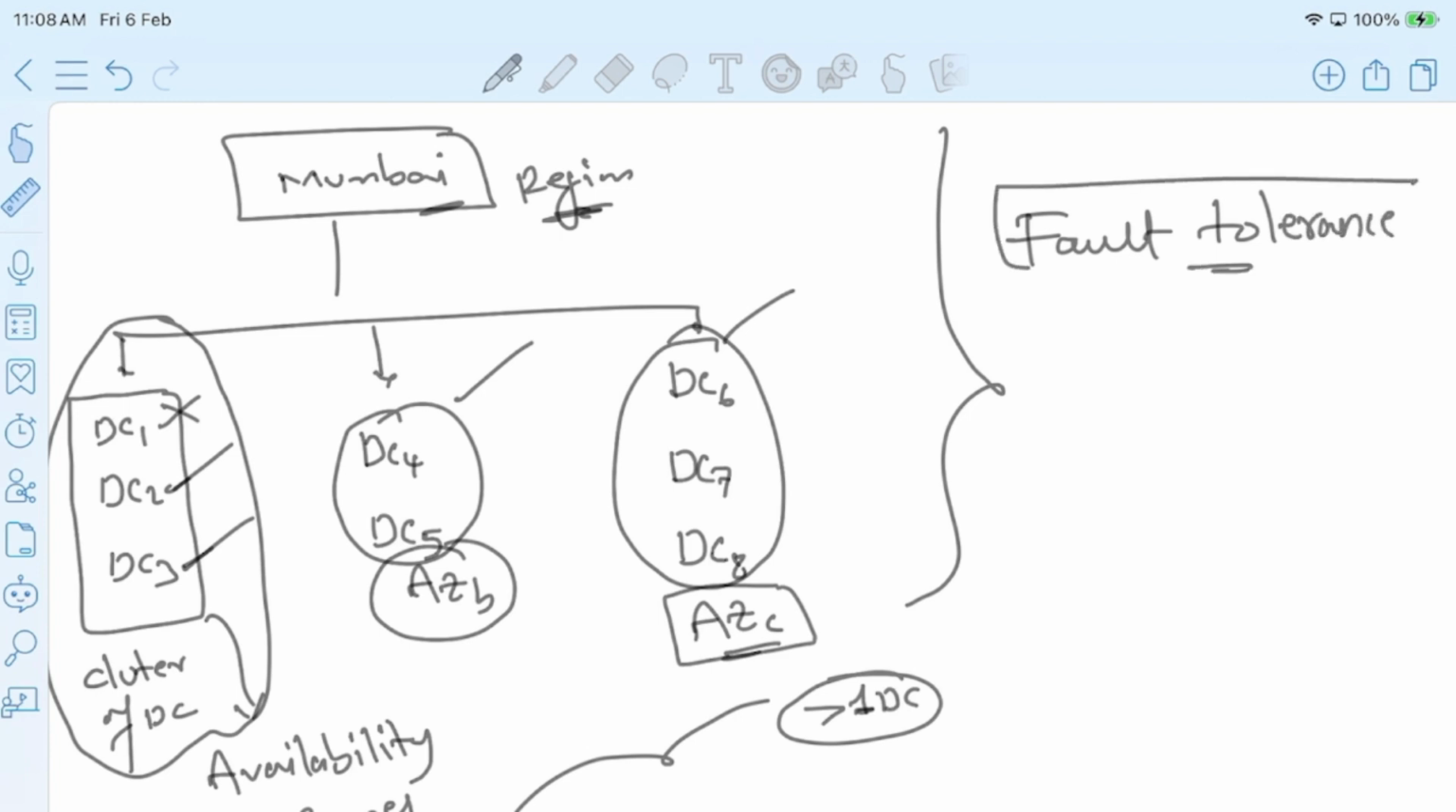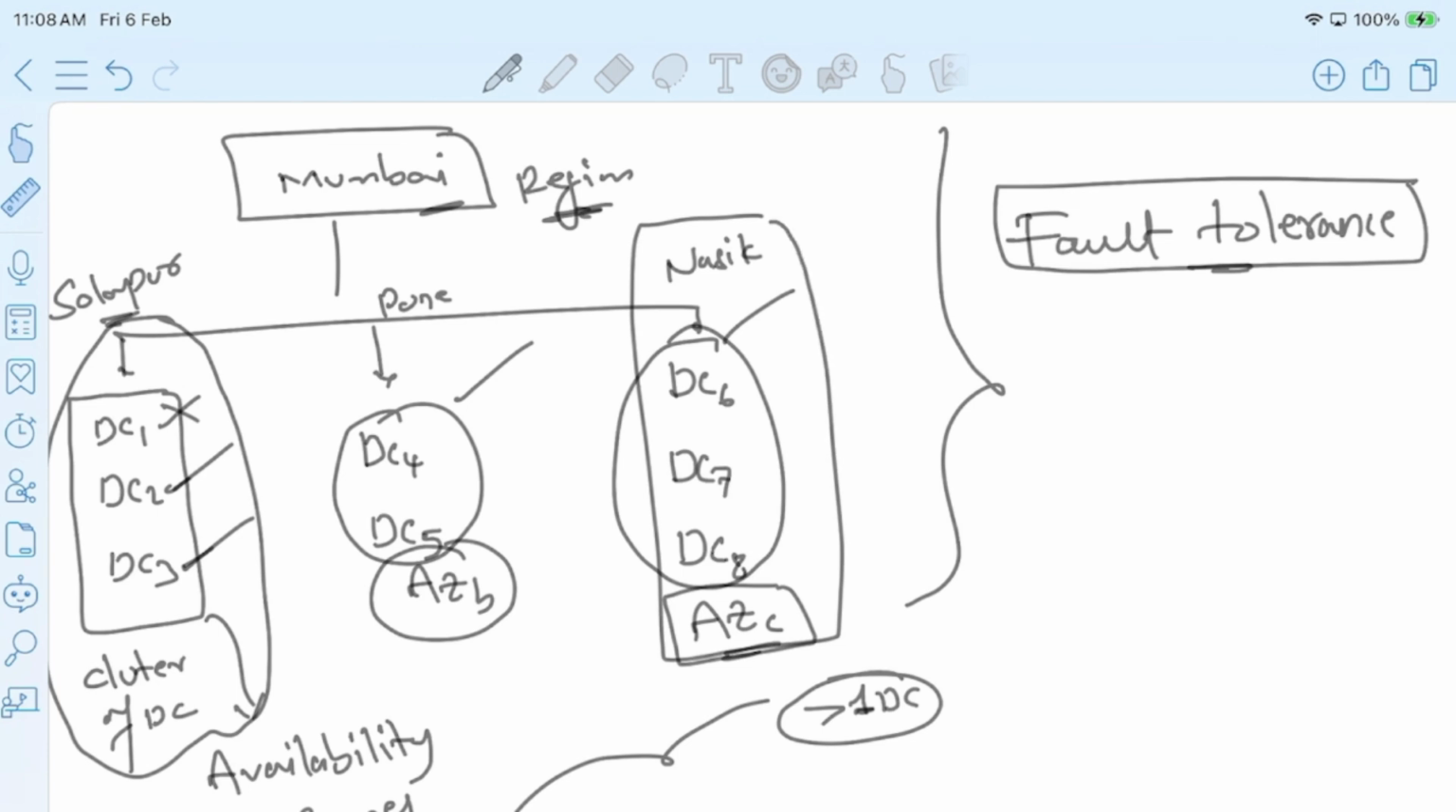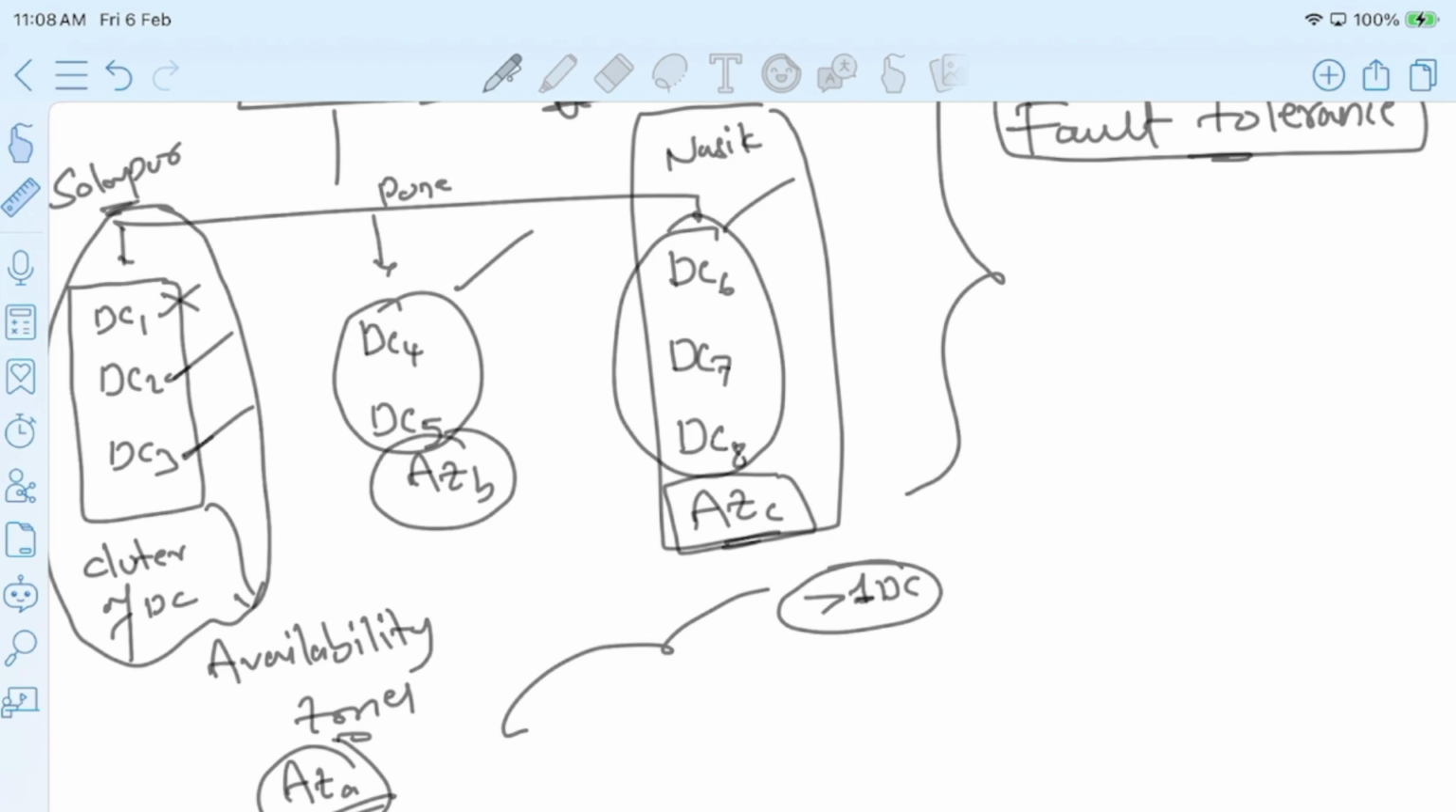Now, what do you mean by fault tolerance here? If anything happened to this availability zone C, let's say in the Mumbai region, I am taking it as Nasik, Pune, and Solapur, as an example. Let's say in Nasik there is a power interruption. Due to some disaster, the complete Nasik got a power interruption.